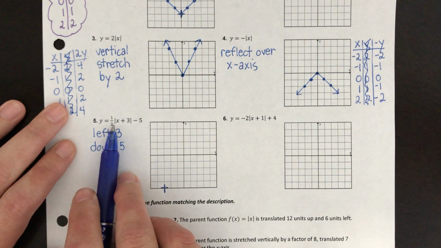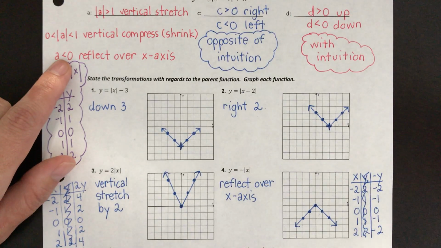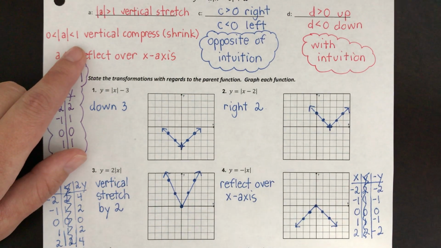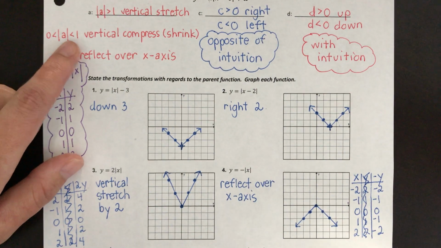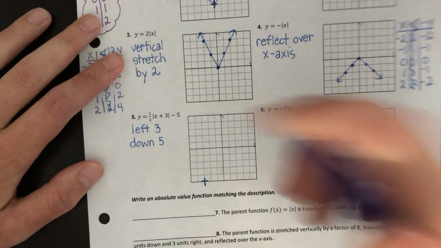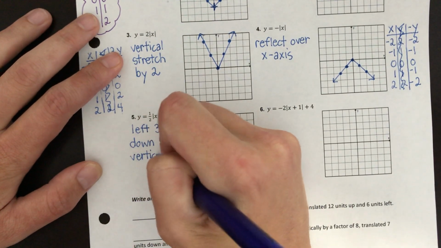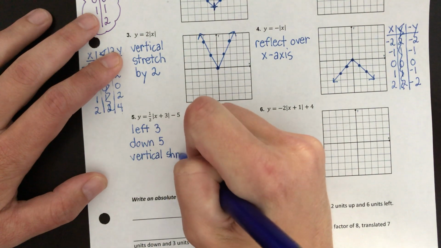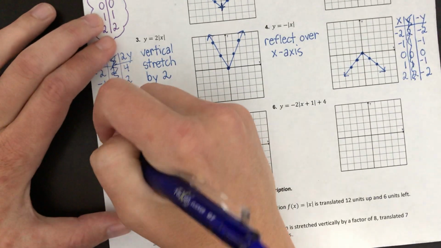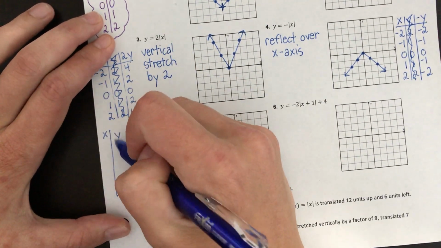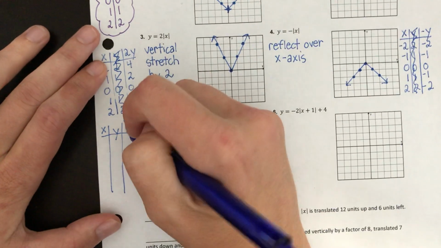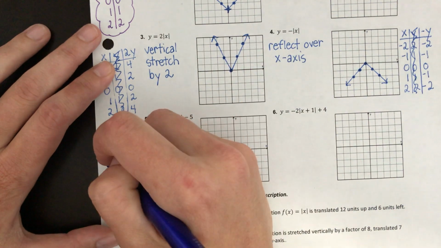Then let's talk about the a value. What does this a value mean? Well, it's not negative, so it's not a reflection. Then we look at the absolute value of this number, so that's a half, and a half lies between 0 and 1. So that's a vertical compress, or shrink. I usually say shrink, so I'm going to say vertical shrink by a half. And that means if I stretch, shrink, or reflect, I'm going to have to alter my table, because that's what the a value does. It alters the table. Multiply the y values by a. So now we're going to take the y values and multiply them by a half.